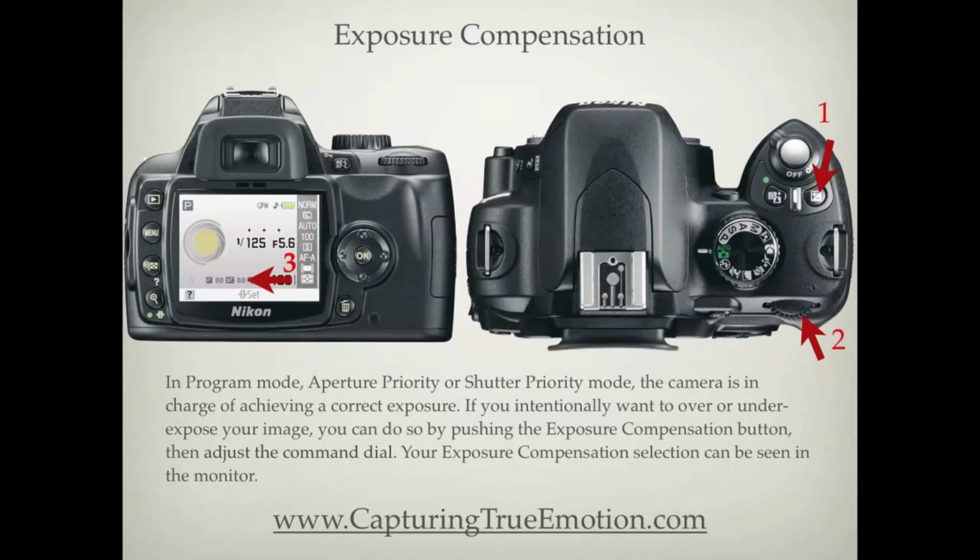In program mode, aperture priority, or shutter priority mode, the camera is in charge of achieving a correct exposure. If you intentionally want to over or underexpose your image, you can do so by pushing the exposure compensation button. Then adjust the command dial. Your exposure compensation selection can be seen in the monitor.